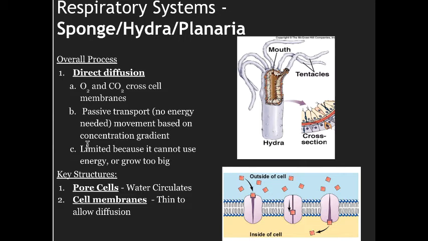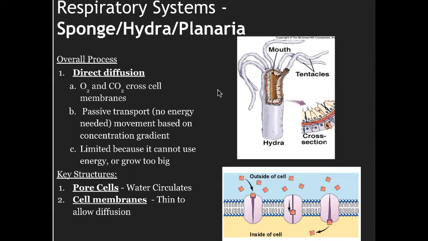Respiratory systems of our smaller organisms. Notice how we've talked about all these separately throughout. Now we can lump them all together with respiratory systems. Sponges, hydra, planarians, right? So our flatworms. They all do this process for respiration as direct diffusion. Direct diffusion is the most simple process.